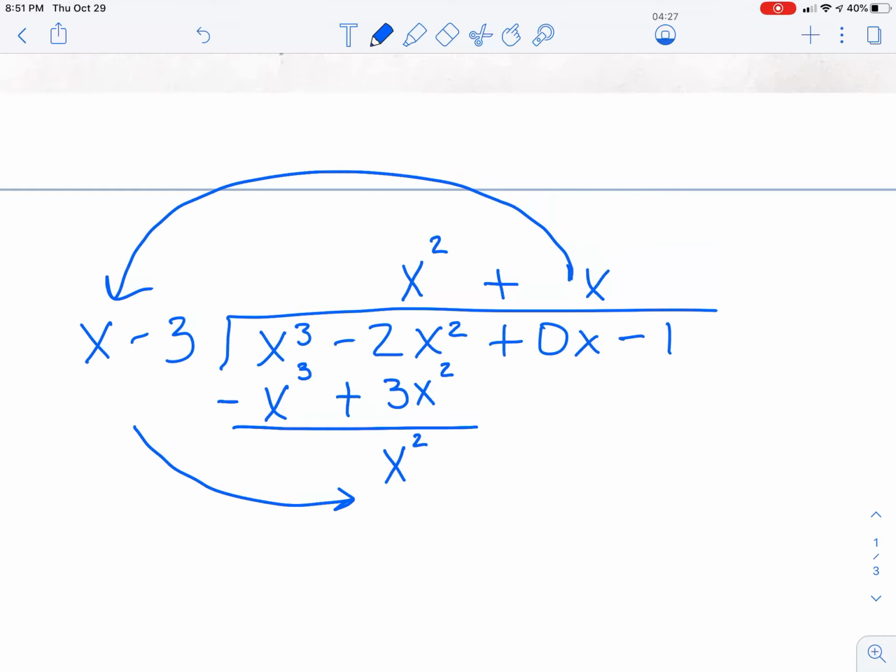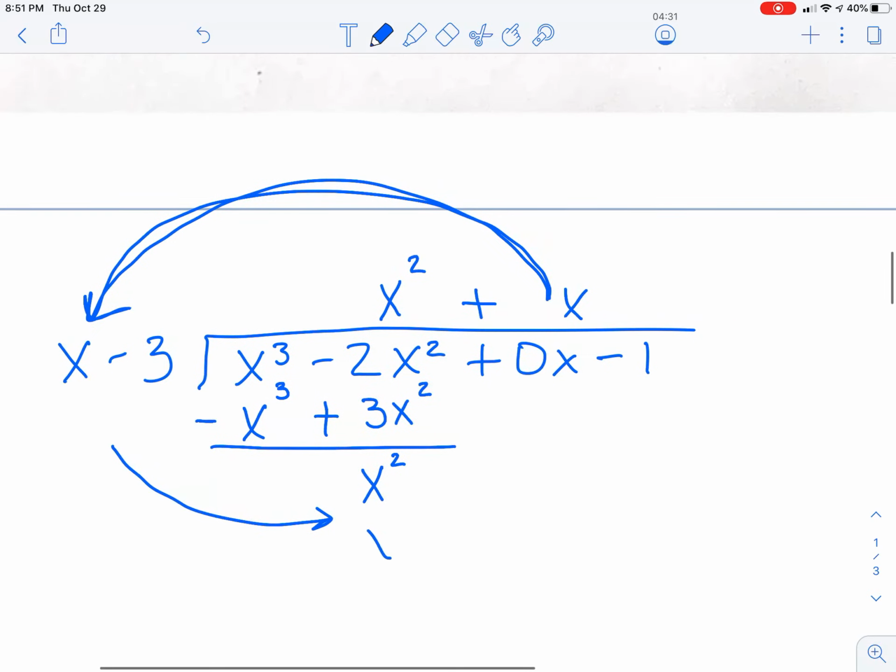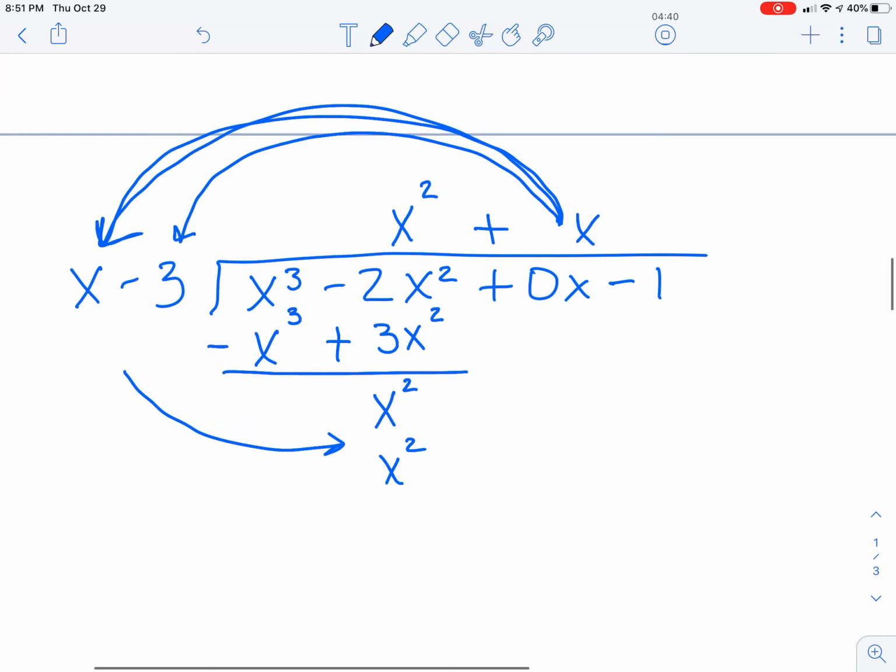Well, simply x, right? X times x gives me x squared. And then I have to take that same x and multiply it with the negative 3. So it would be x squared minus 3x. Notice how I'm lining it up.